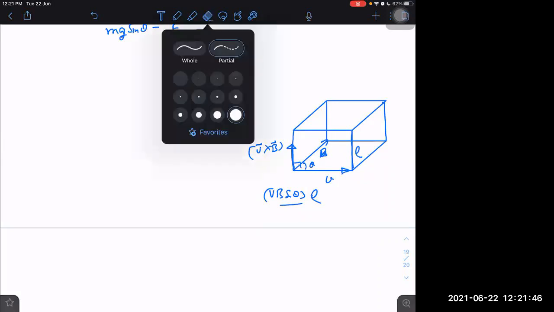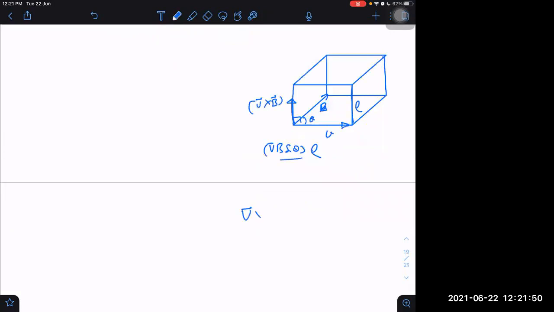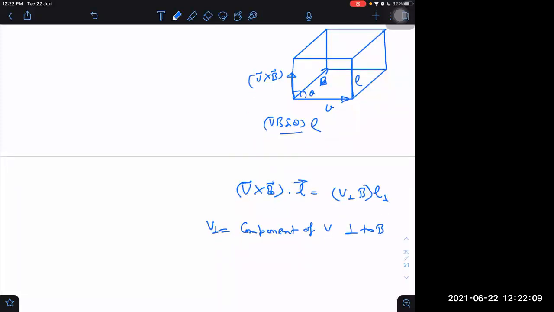Sometimes I write this formula of V cross B dot L in this way also. V cross B dot L is actually equal to V perpendicular into B into L perpendicular. What does it mean now? V perpendicular is the component of velocity perpendicular to the magnetic field. Only perpendicular to the magnetic field. And L perpendicular is not that.